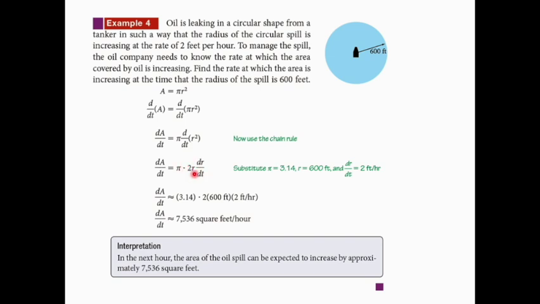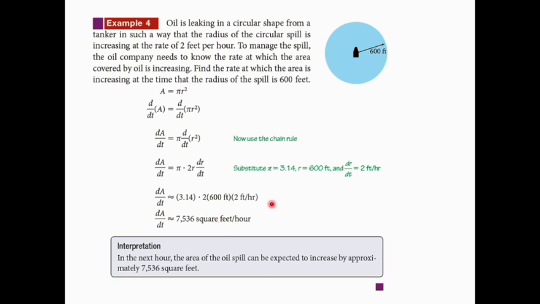We want to figure out how the area is changing specifically when the radius of the spill is 600 feet. We also know that we want to find the way that the area changes with respect to time when the radius of the circular spill is increasing at a rate of 2 feet per hour. So this is our dr/dt. This tells us how the radius is changing with respect to time. So that's going to go in here for the dr/dt. And we would get that the area is changing with respect to time. It would be 7,536 square feet per hour.